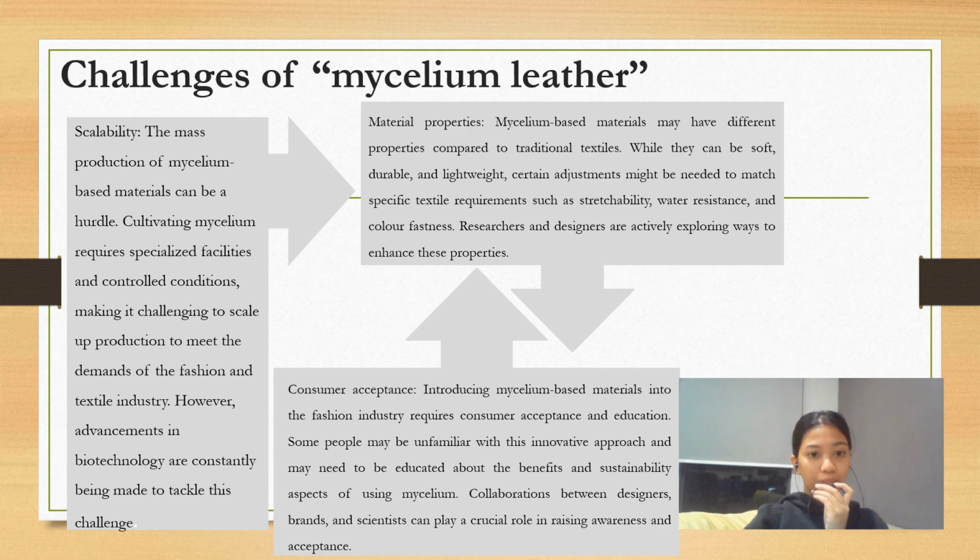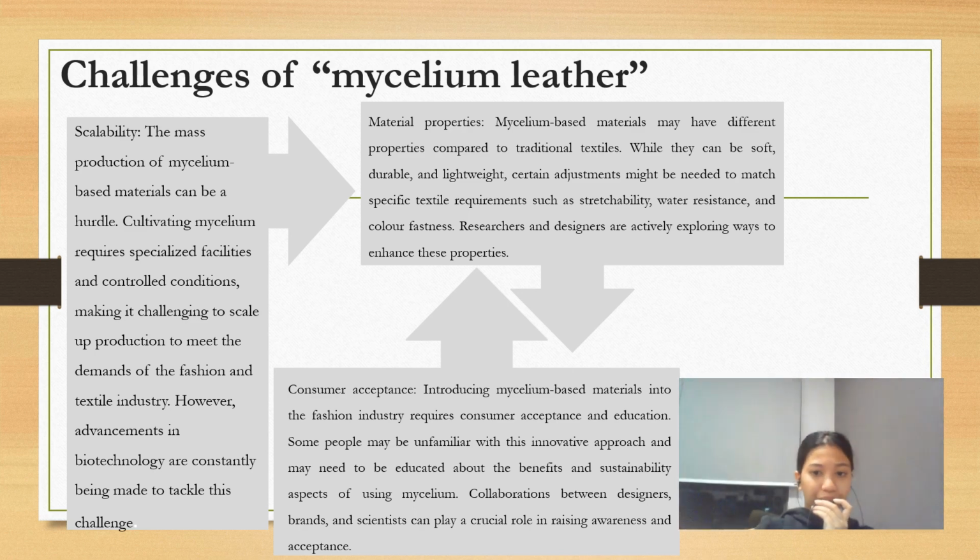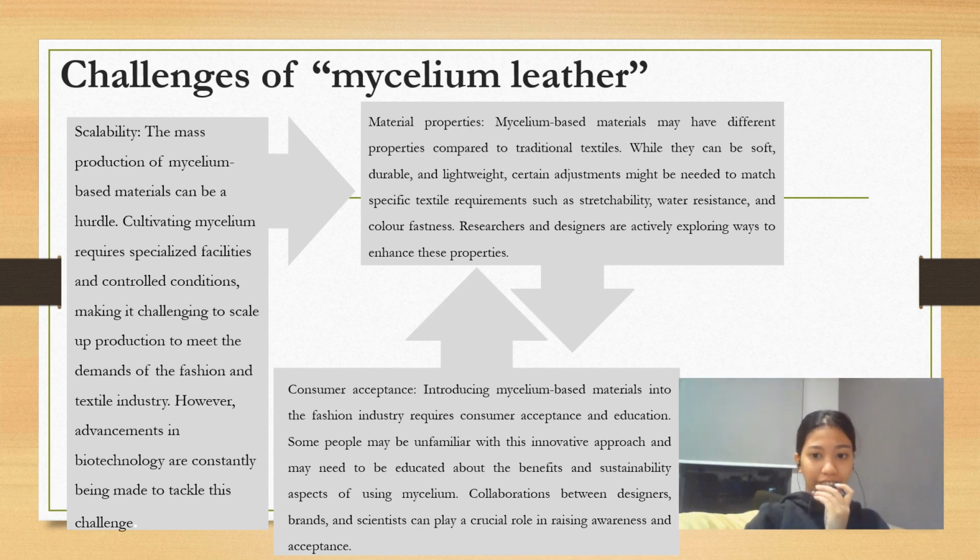Secondly, the material properties. Mycelium-based materials may have different properties compared to traditional leather. While they can be soft, durable, and lightweight, certain adjustments may be needed to match specific textile requirements such as stretchability, water resistance, and color fastness.